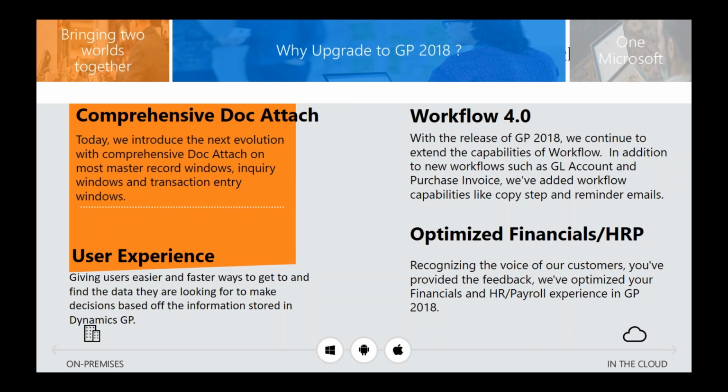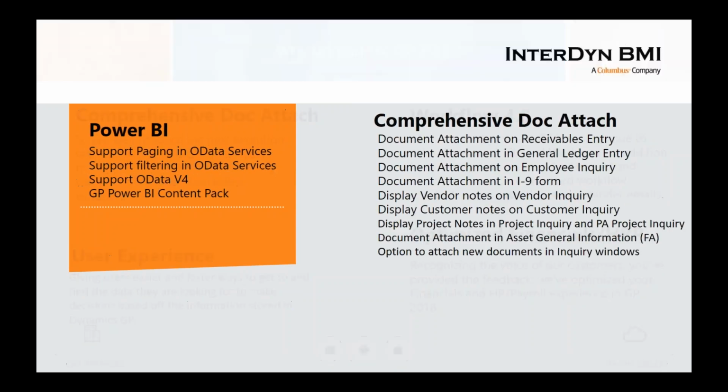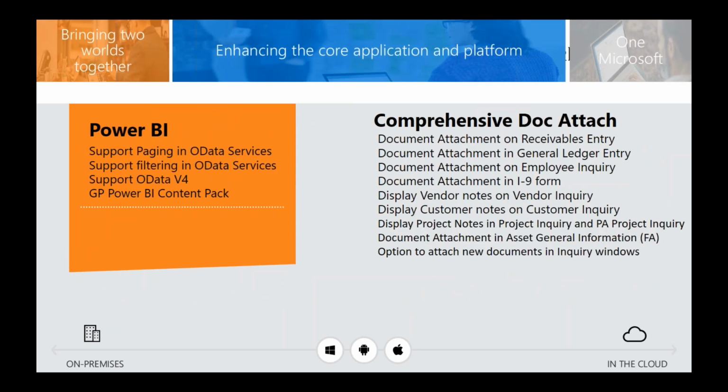And then just a barrage of features around the core financial part, the accounting engine. And they've done a few things in payroll and HR in 2018 as well. So from a high level, those are the four buckets that the new features could get dropped into.